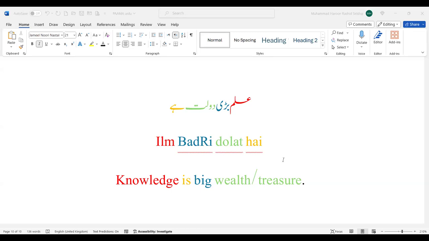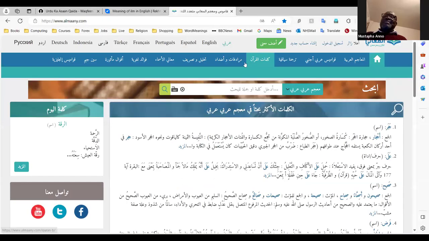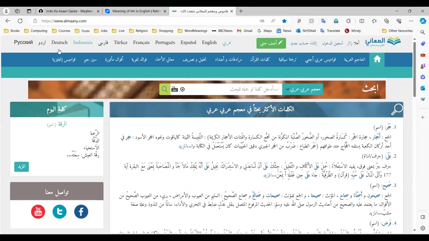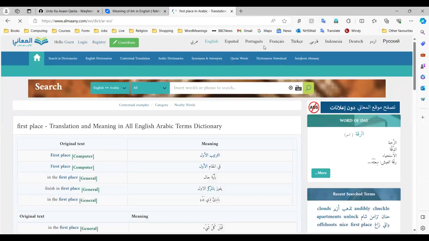So can you see my screen? Yeah. So this is Almani. That's the Arabic website. You will need to go and click on English before you start searching, or your language, whatever language you like. I'm comfortable with English and Urdu, so I would rather go for English or Urdu. English is easy to search with. You can type the word in English, like ilm, and it'll find the word for you in Arabic.